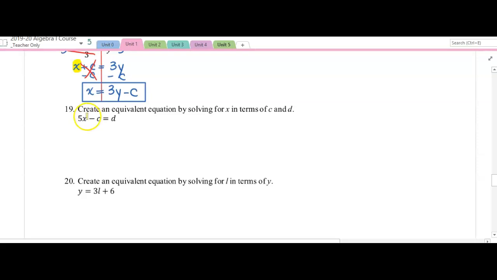Again, I want to solve for x in terms of c and d. Drop a line down the center. I'm going to add c to both sides. On the left, they cancel out, and I'm left with 5x equals d plus c. Because they're not like, they can't go together. Then I divide by 5. x equals d plus c divided by 5. And that is my final answer.